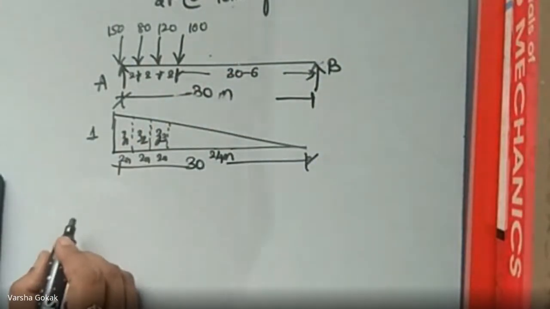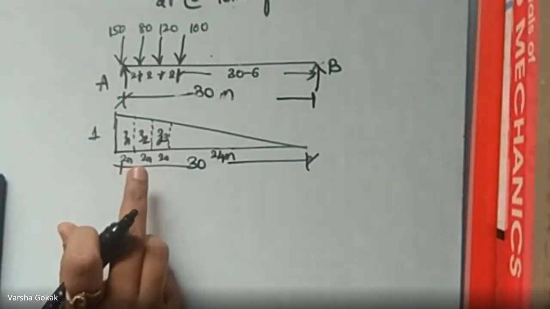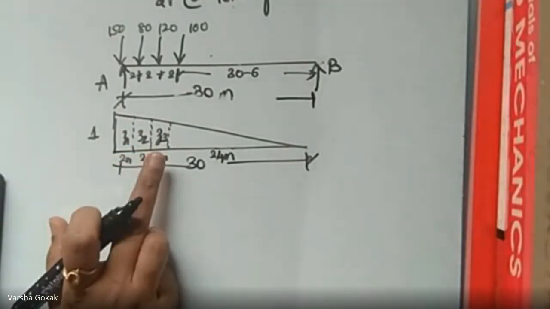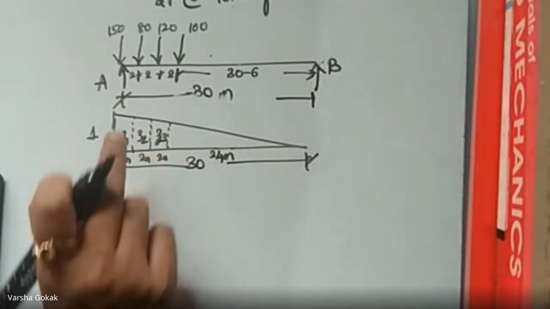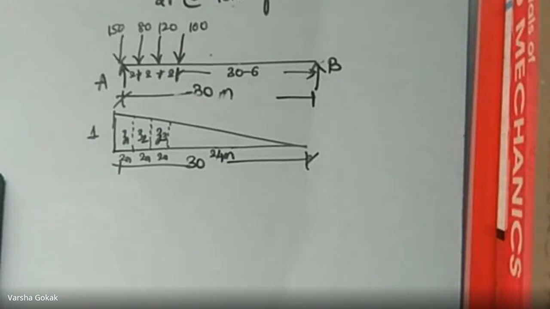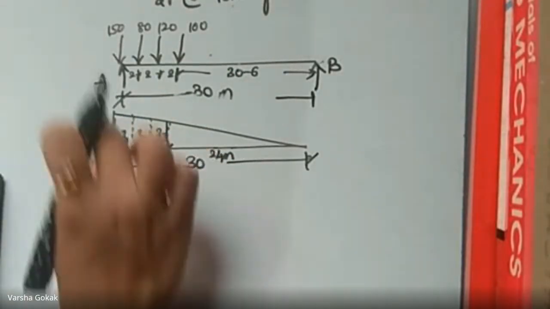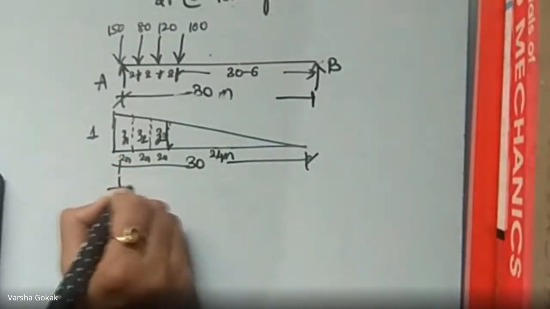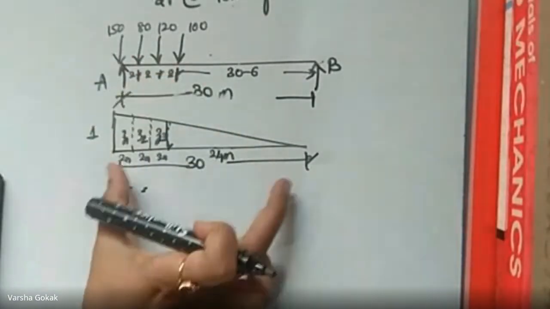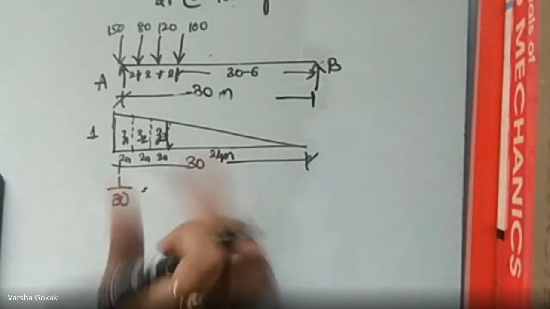So this is the ILD, and let us get the values of Z1, Z2, Z3, which are the ordinates for getting the value of RA. Now how do I get Z1, Z2, Z3? So this is Z1. So 1 divided by 30 will be equal to Z1 divided by this distance. What is this distance? 30 minus 2.